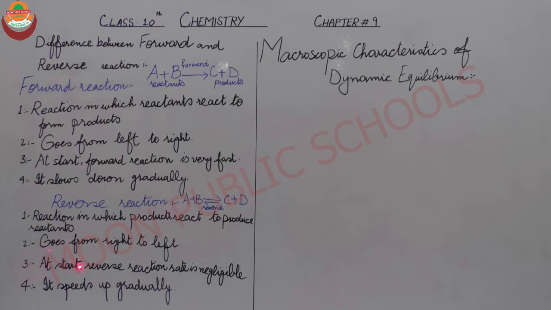The third point, at start reverse reaction is negligible. Why is it negligible? Because the concentration of product is low as compared to reactants. When the product concentration becomes higher, the rate of reverse reaction will increase, it will speed up gradually. But at the start, when there is less amount of product, the rate of reverse reaction is negligible. As the concentration of products increases, the rate of reverse reaction speeds up gradually. That is the fourth point.